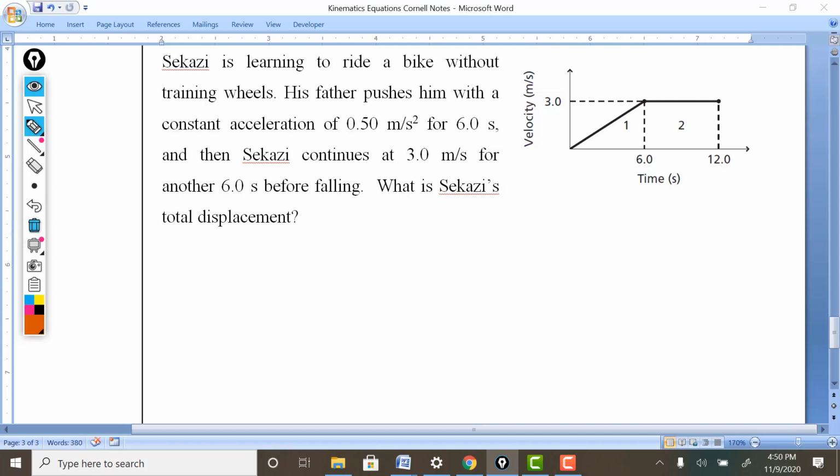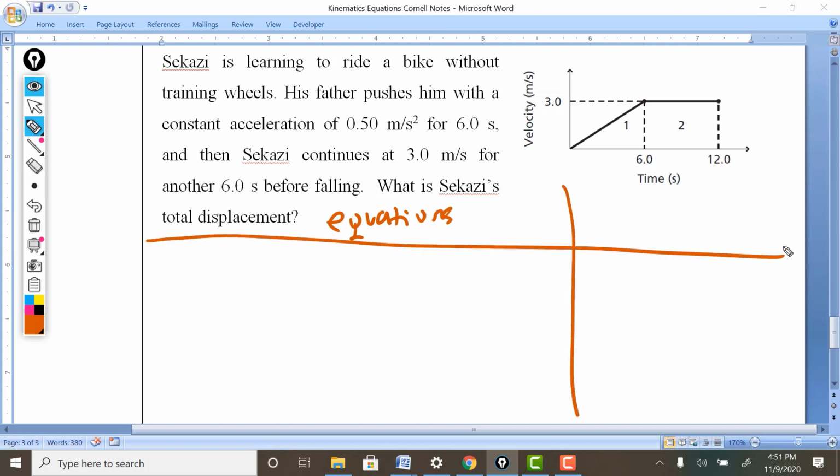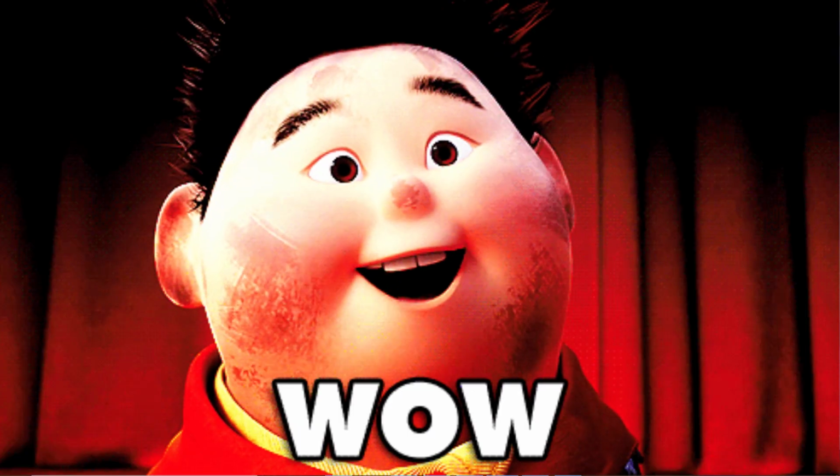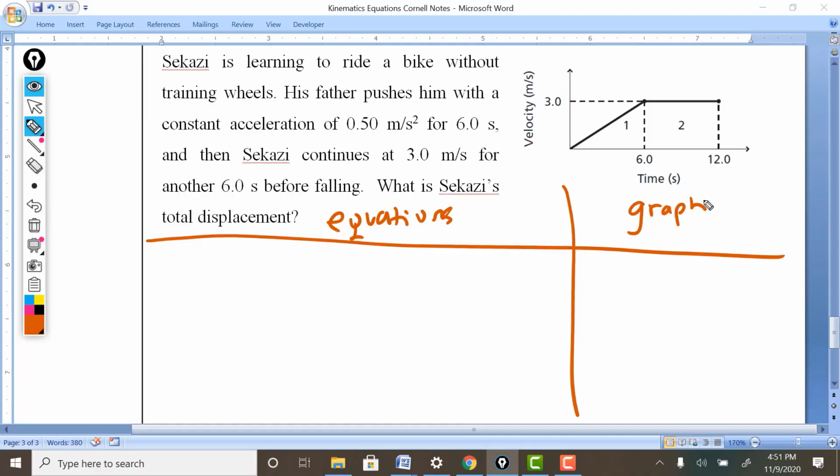We've also attached a motion diagram for your consideration. I want to do this two different ways. I want to first do this with equations, and then I want to do this with the graph. I'm going to get the same answer twice. You don't have to do this twice, right? But I'm going to do it twice to show you that there are multiple ways to get the same answer, okay, as long as you understand.